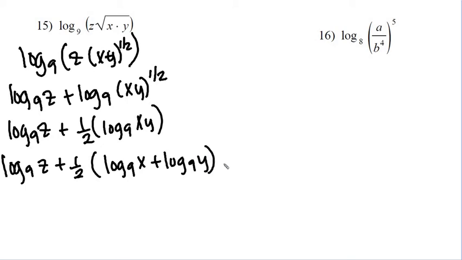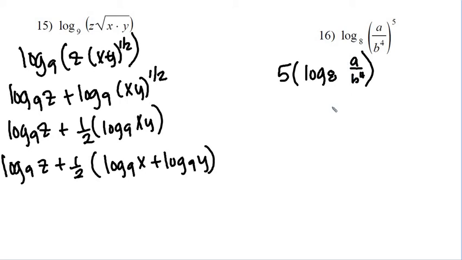Okay. Number 16. So I'm going to do power rule first. I have to deal with those exponents first. That 5 is going to everything in those parentheses, so I'm going to bring it out front. 5 log base 8 of a over b to the 4th.